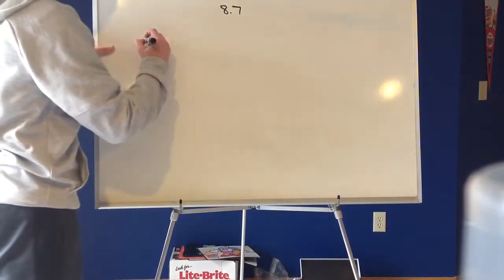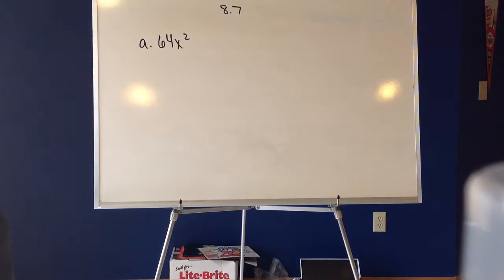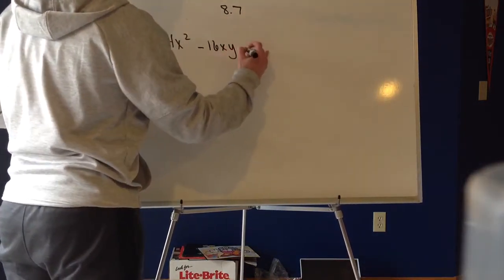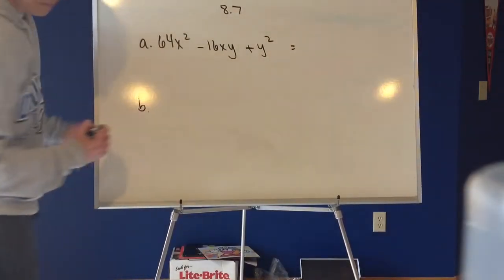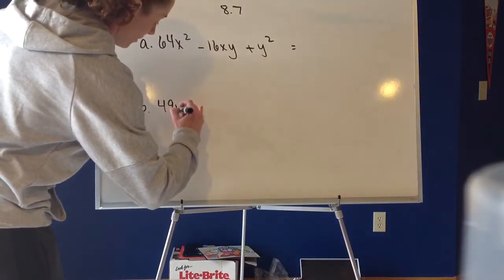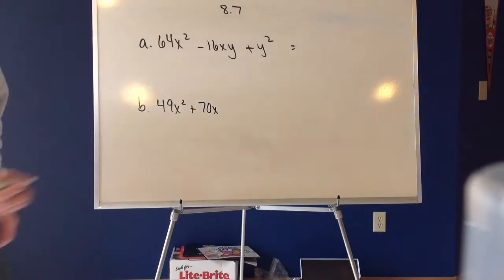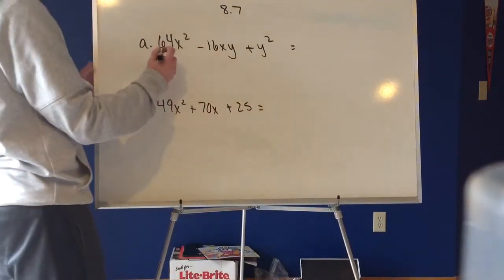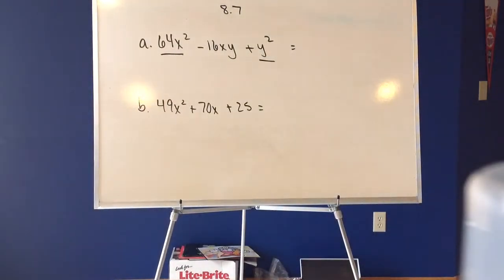So the first one you've got is 64x squared minus 16xy plus y squared. And we'll go ahead and throw B on here as well: 49x squared plus 70x plus 25. So again, for you to have this, the first term and the last term have to be perfect squares, which they are here.